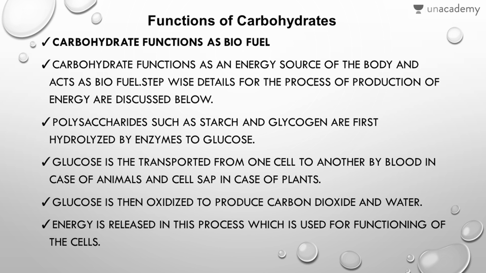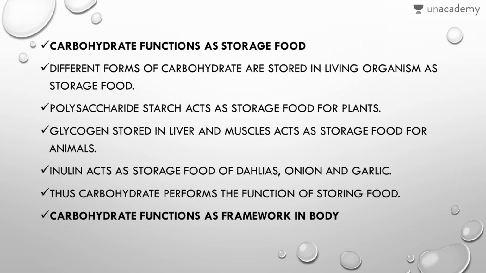Polysaccharides such as starch and glycogen are first hydrolyzed by enzymes to glucose. Glucose is then transported from one cell to another by blood in case of animals and cell sap in case of plants. Glucose is then oxidized to produce carbon dioxide and water, and energy is released in this process, which is used for the functioning of the cell. Alright, carbohydrates also function as storage food, which is one of the most important points of carbohydrates.